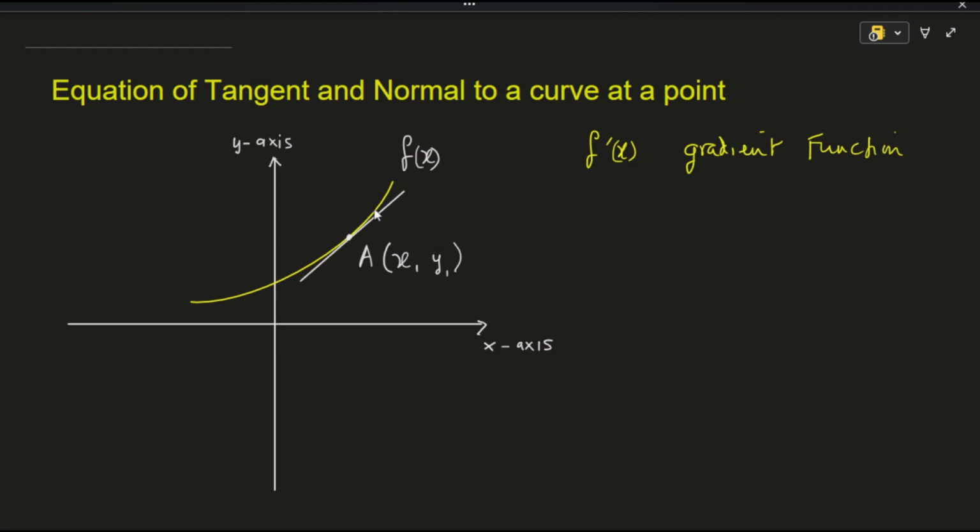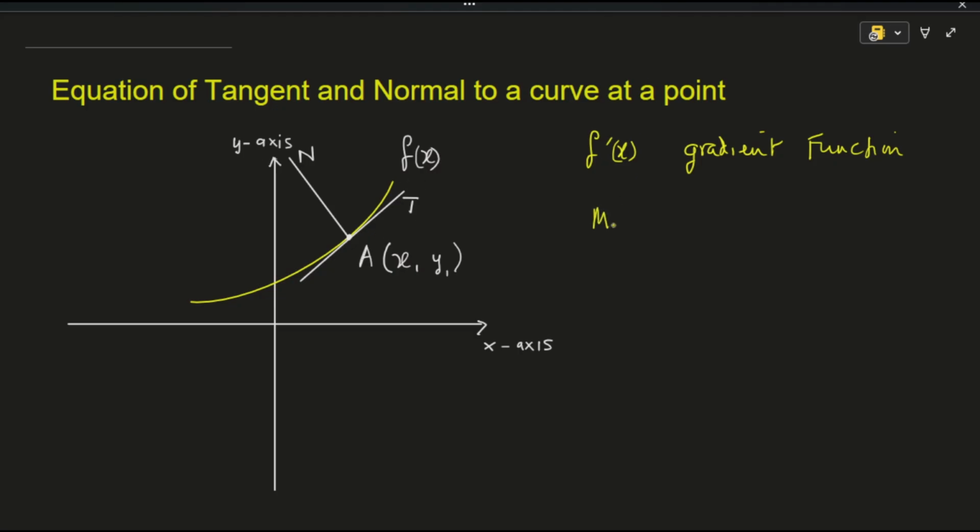Now, the normal is any straight line drawn perpendicular to the tangent. And so if the normal is to pass through the same point of interest, then the equation of the normal can also be determined. So this line will be the tangent to the curve at the point A, and this one will be the normal, which always stands perpendicular to the tangent.